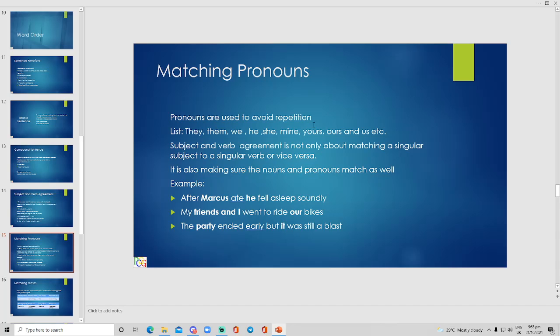I can't say, but she was still a blast, and give the party a gender.